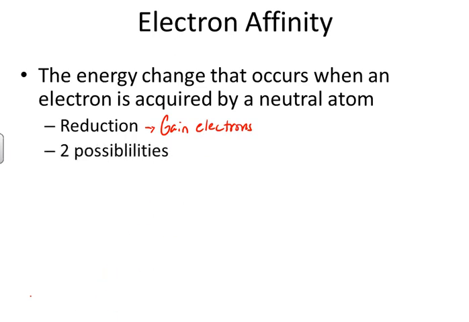There are two possibilities from an energy viewpoint when a reduction occurs. One of those is that an atom, A, is going to acquire an electron, so atom plus e minus yields an anion. It's got a negative charge plus some energy. This energy could be given off as light or heat most often.